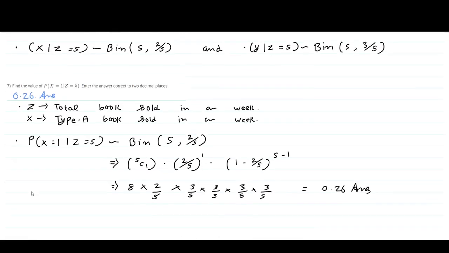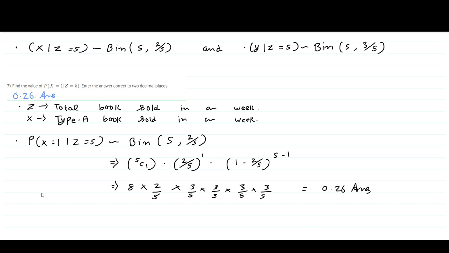Question number 7 says to find the probability of x equal to 1 under the condition z equal to 5. We know that z is the total books sold in a week and x is the number of type 1 books sold in a week. We know that x under the condition z will follow a binomial distribution. So if we solve the binomial distribution with parameters n equal to 5 and p equal to 2 by 5, then the answer we will get is 0.26. Hence, the answer for this question is 0.26.